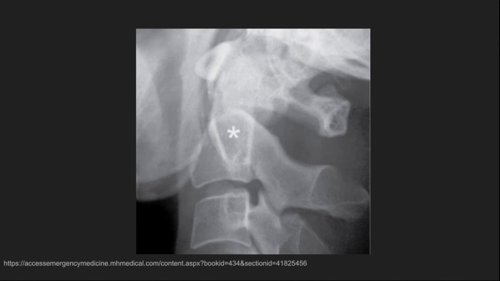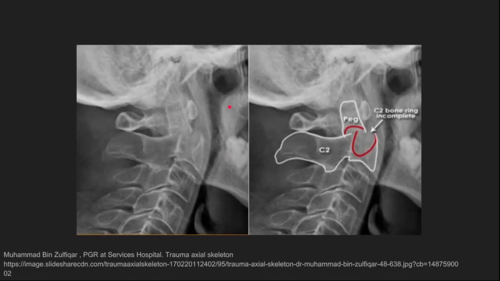The cortical ring of C2 is a structure that represents the lateral masses. Examine the cortical ring for irregularities or breaks. Irregularities of the cortical ring are indicative of an odontoid fracture.